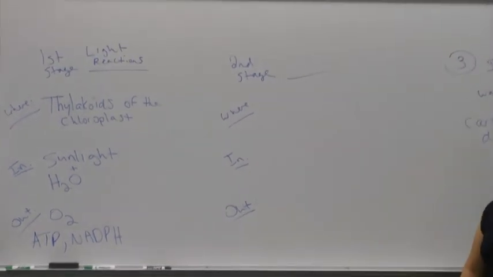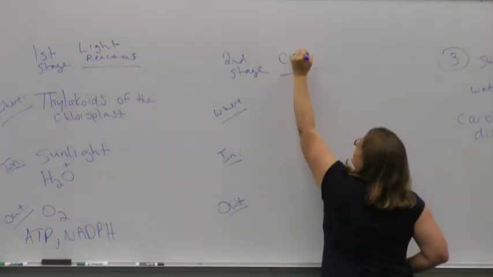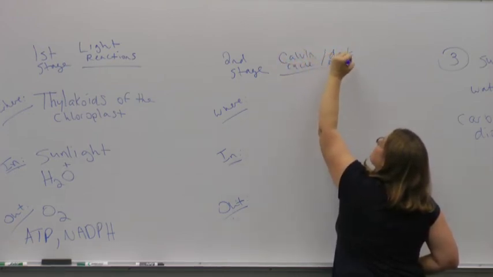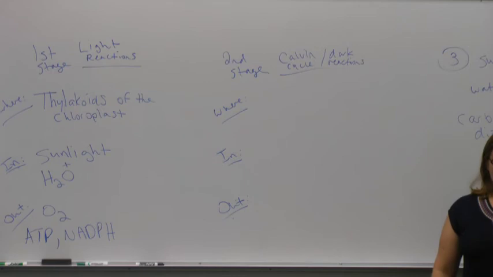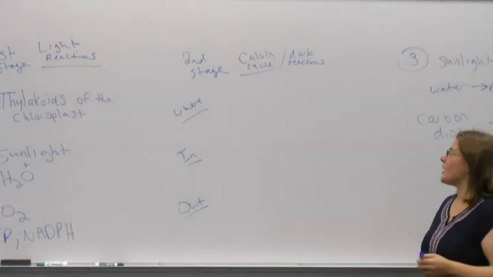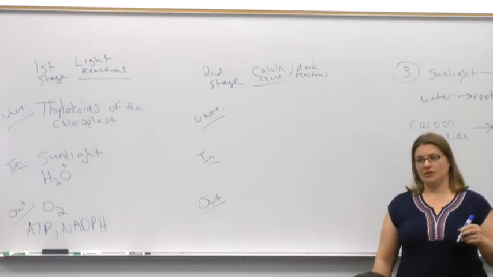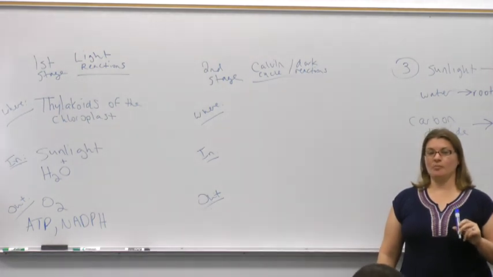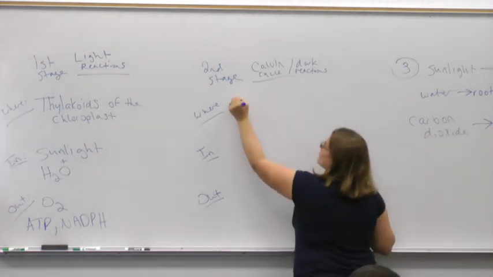The second stage is called what? The dark reactions or the Calvin cycle. And where does that happen? What part of the chloroplast does it happen in? Where does the Calvin cycle happen? The stoma? Not the stoma, that means a single pore. So what's the word for stroma? The stroma of the chloroplast.